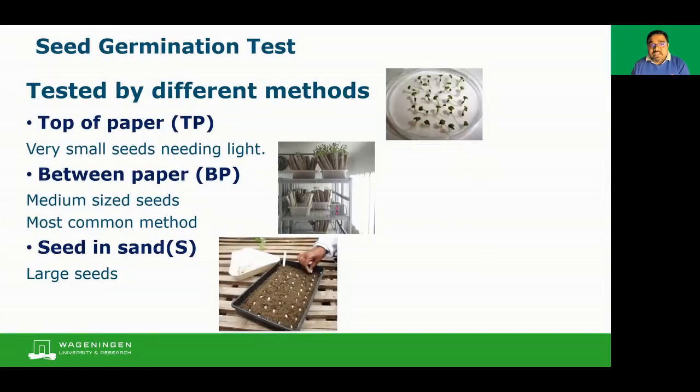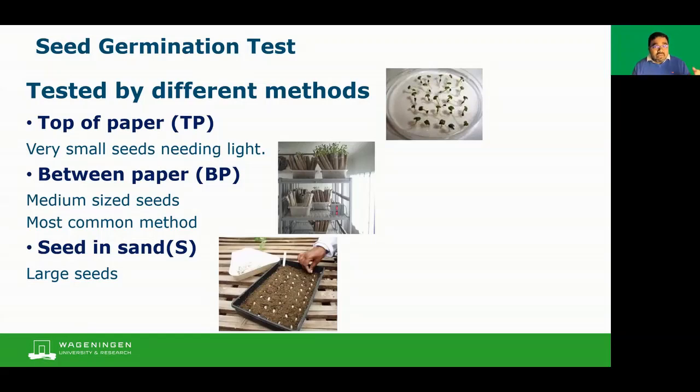So for the seed germination test, the pure seed fraction is taken, and the seed germination test is conducted using the pure seed fraction. There are different methods by which you do seed germination, because the seed sizes are different. And if you are not taking the right substrate, or the process is not done in the right way, the seeds will not germinate. You will not even get a right result.